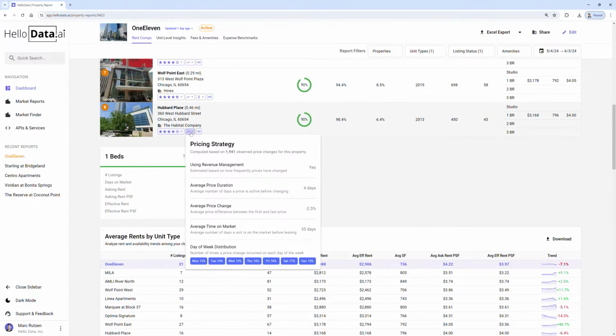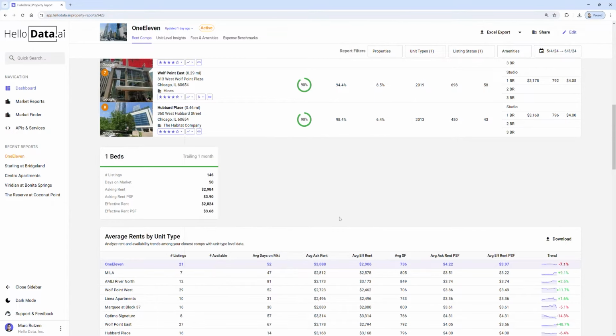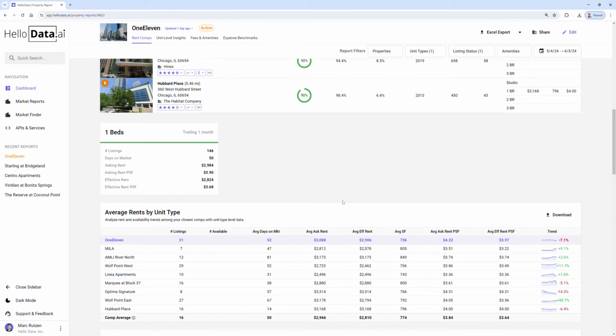Every property has this pricing strategy panel. Here you can see for Hubbard Place, they are likely to be using revenue management. The duration of the price is 4 days before it moves up or down. And then there's a 2.5% decline from the first time we see each unit enter the market to where it leaves the market. Right, so really useful data to understand on your competition. It gives you context for the pricing you see on those property websites.